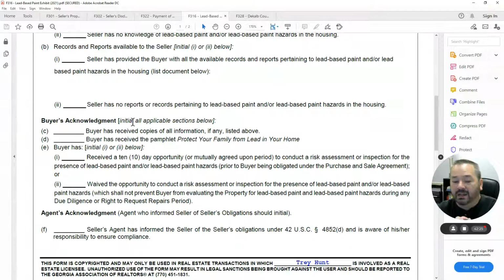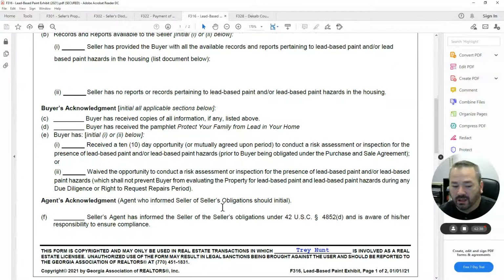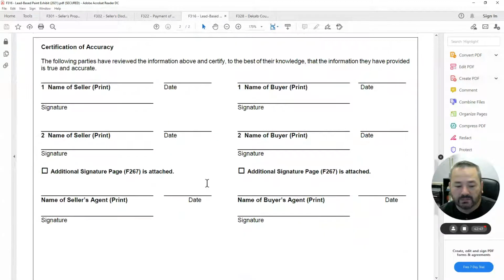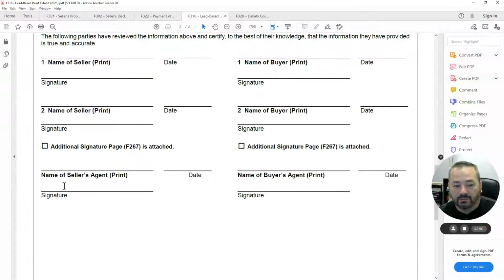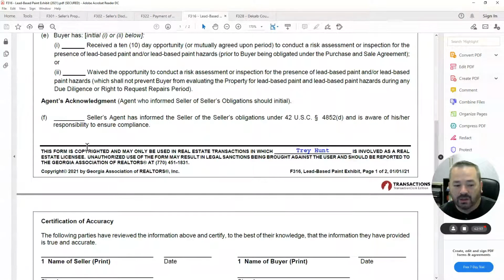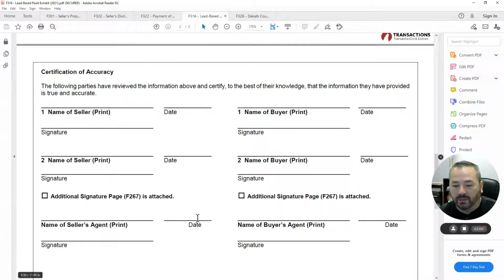Then the selling agent, the seller's agent, the listing agent, has informed the seller of the seller's obligation and is aware of her responsibility to ensure compliance. So if you are the listing agent, you're going to initial right here, and you're going to initial down here. Not initial, sign down here. So the listing agent is going to initial once and sign at the bottom.